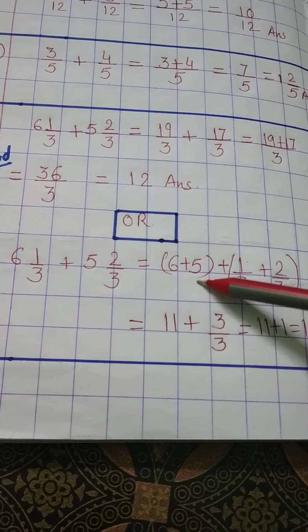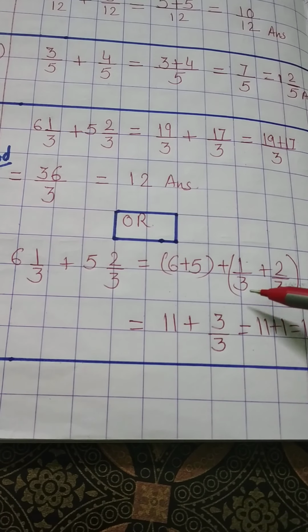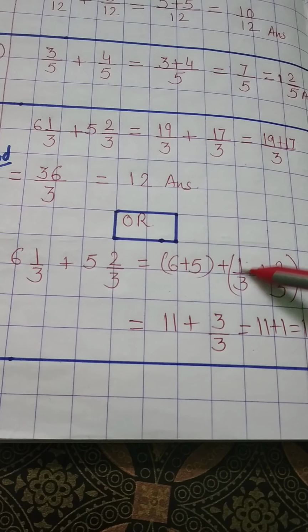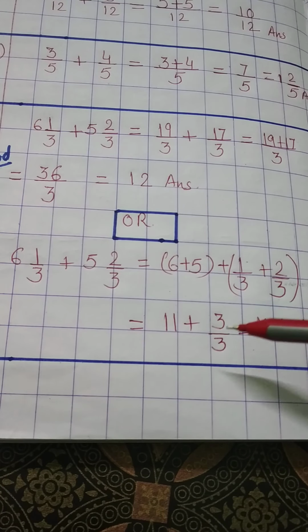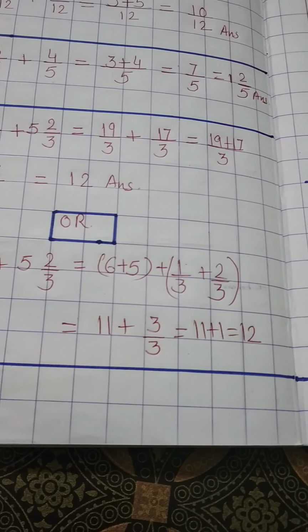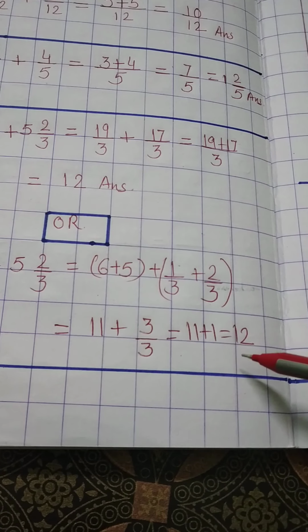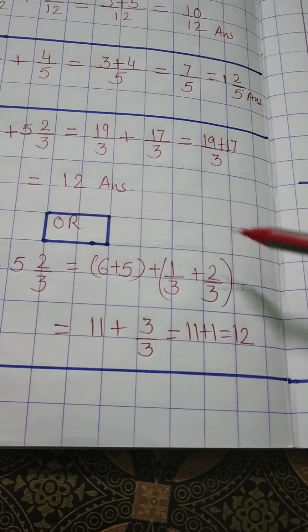And then 6 plus 5 is easily 11. And this one, 1 upon 3 plus 2 upon 3, is simple as we have done above. So 1 plus 2 is equal to 3. 3 upon 3 will become 1, since 3 divided by 3 is 1. So 11 plus 1 equal to 12. So see, both answers are equal, right?